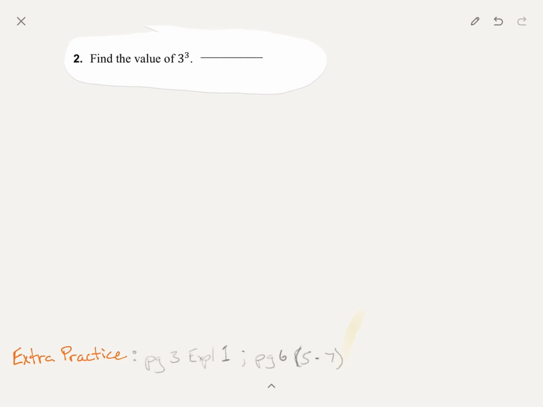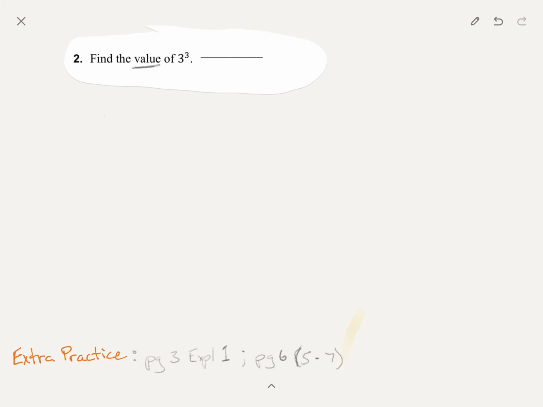The next problem is find the value of 3 to the third. So now this time we're looking for the value. That means to work it out. We want to see what this is worth. So how would I work this out? I would write 3 to the third power as an expression.